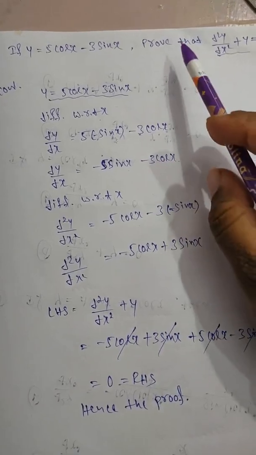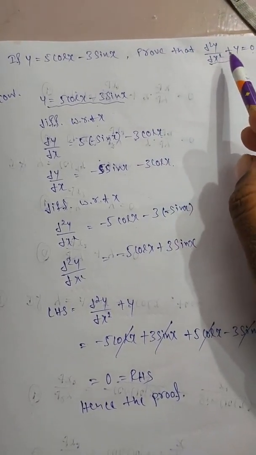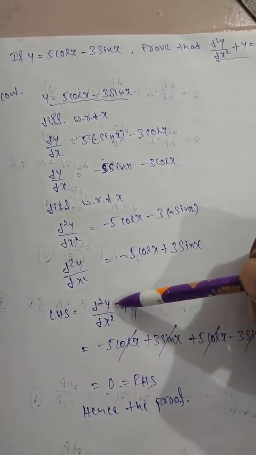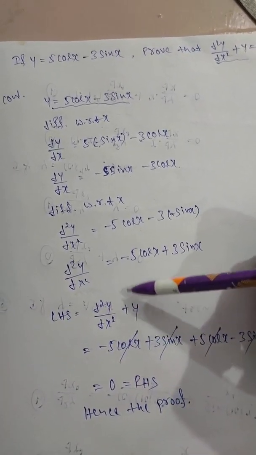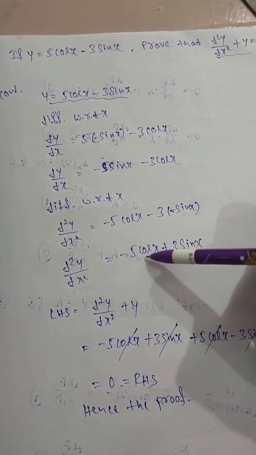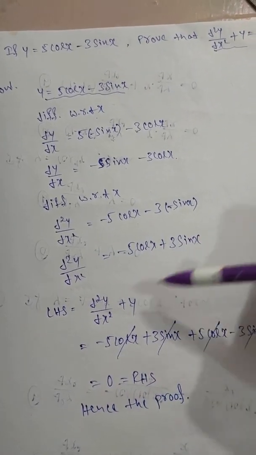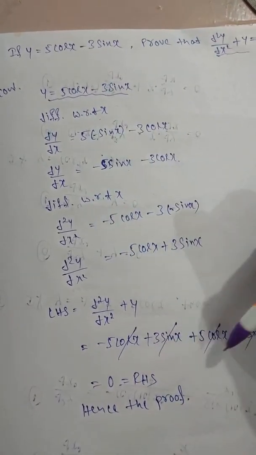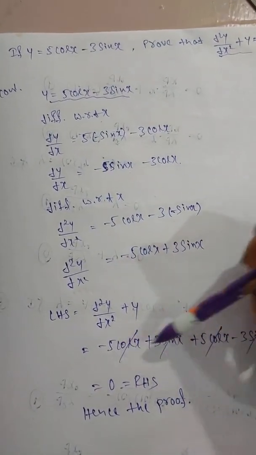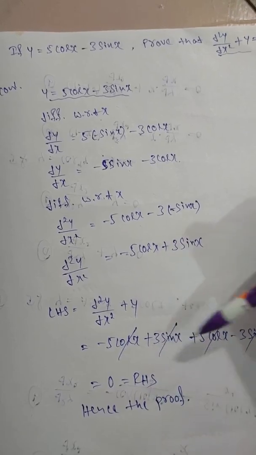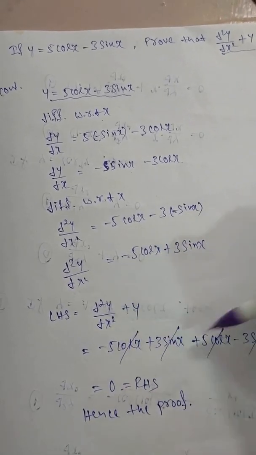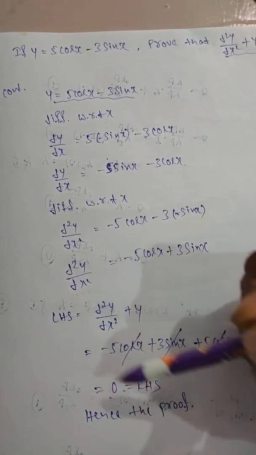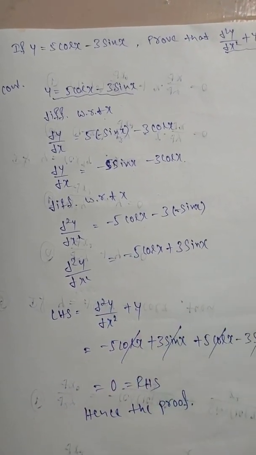Now let me prove this equation: d square y by dx square plus y is equal to 0. Take the LHS, d square y by dx square plus y. Here d square y by dx square is minus 5 cos x plus 3 sin x. What is y? y is 5 cos x minus 3 sin x. Minus 5 cos x plus 5 cos x cancel. 3 sin x minus 3 sin x cancel. We are left with 0. On the RHS side we have a 0. So LHS is equal to RHS, as proved.